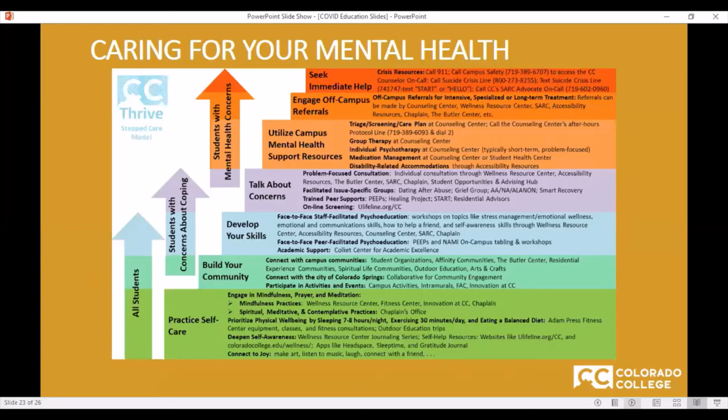This stepped care model allows us to better match services and supports, both clinical and non-clinical, to the needs and goals of individual students. The spectrum of mental health supports at CC include self-help resources, emotional wellness and spiritual life workshops and programs in which students can develop skills and practices that help them manage their emotional well-being. Things that all students or all people might be engaged in. There are also peer supports and problem-focused consultation and counseling sessions, individual and group psychotherapy, and medication management.